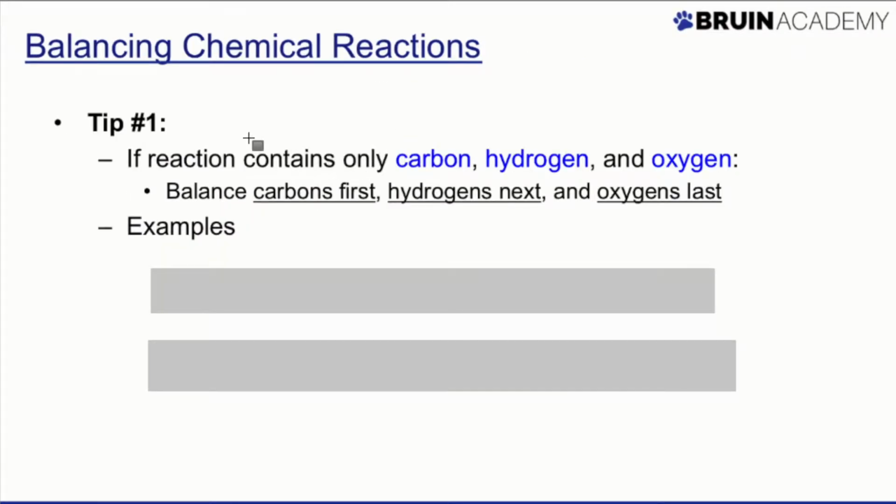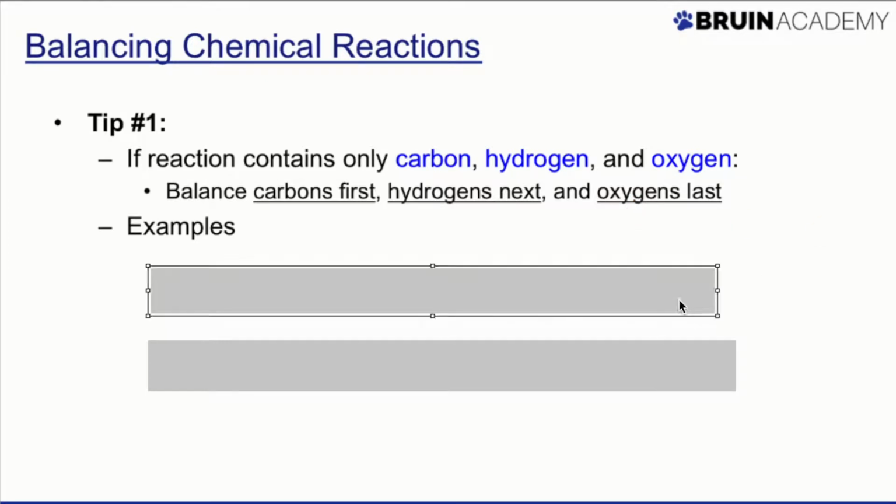Okay, so a few tips and tricks you should keep in mind when balancing a chemical reaction. Tip number one is if a reaction contains only carbon, hydrogen, and oxygen, meaning likely it's a combustion reaction, you want to balance the elements in that order. So you should balance the carbons first, the hydrogens next, and then the oxygens last. So let's take a look at a quick example.